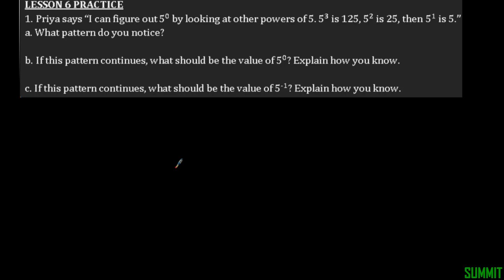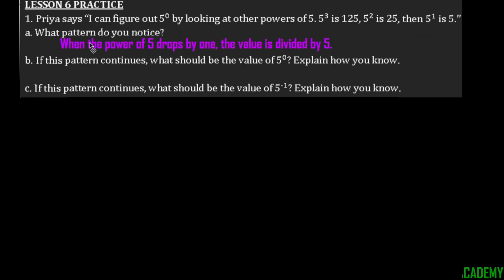Move on to lesson 6 practice. It says Priya says I can figure out 5 to the 0 power by looking at other powers of 5. It says 5 to the third power is 125, 5 squared is 25, then 5 to the first power is just 5. So it says what pattern do you notice? Well, we can say when the power of 5 drops by 1, the value is divided by 5. So, as you're decreasing that power, it's almost like we're dividing by 5 each time.